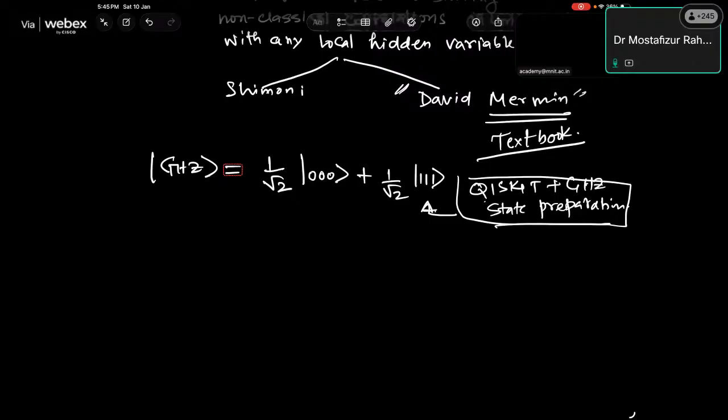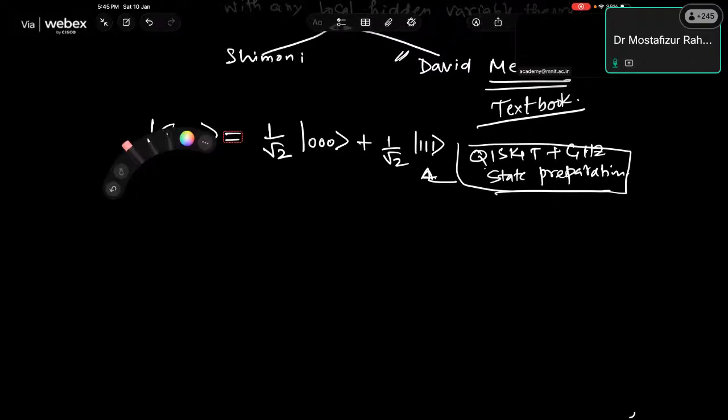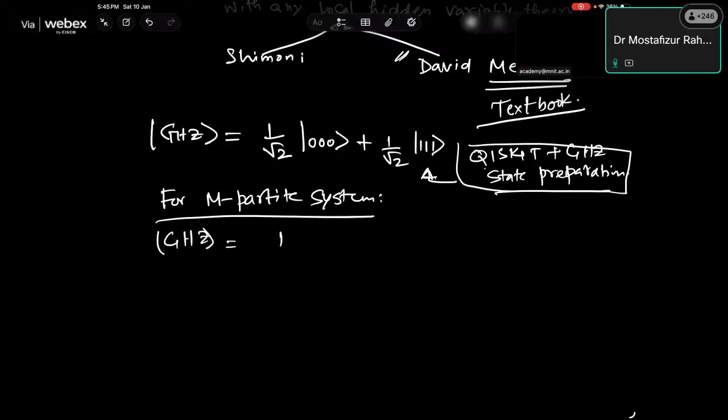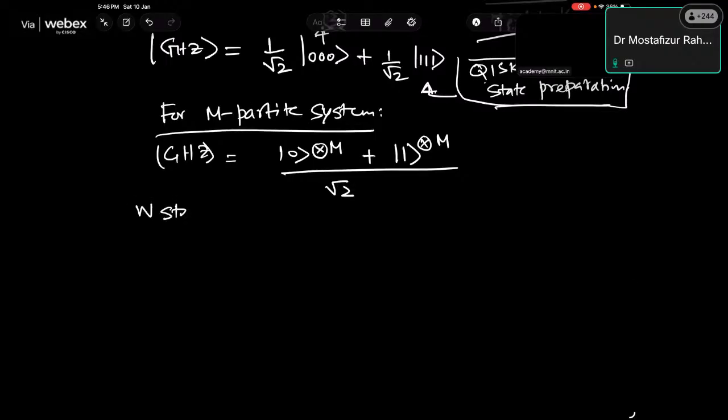Now for an M-partite system, you can create a GHZ state as, so how many qubits are here? 3 qubits. So if you have M qubits, an M-partite system, you can write it as 0 tensor product M plus 1 tensor product M, divided by square root 2. This is a GHZ state of an M-partite system. So this is also higher qubit entanglement. And there is something called a W state. This is another multi-qubit entanglement.